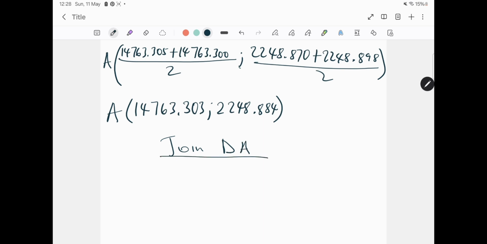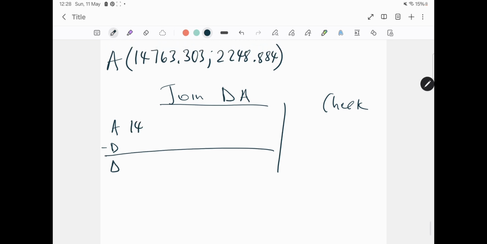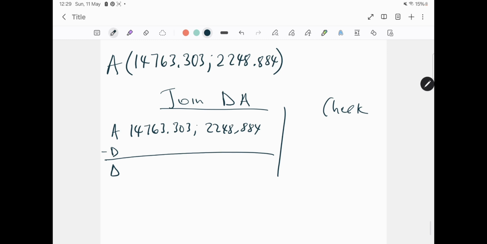So the last part you join DA. This is gonna be A minus your D, then you get your change. Then here you do the normal check that I showed you. So for your A, we have 14,763,303, 2248,884. For D, you were given 14,400,000, 3674, plus then you get your change.